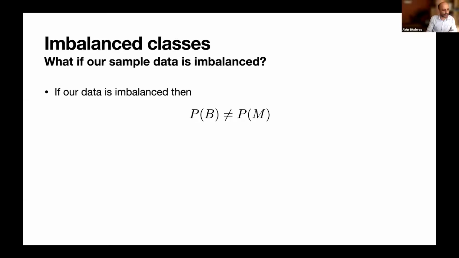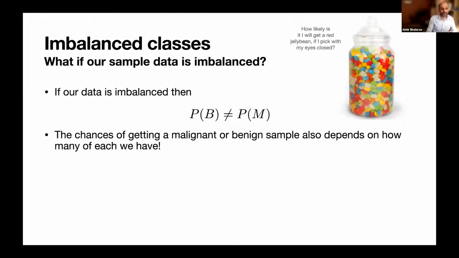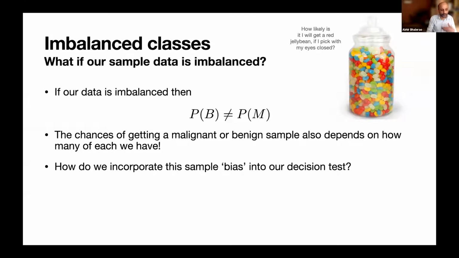But if our classes are imbalanced, what can we do? It turns out there's a nice little trick we can do, and it's related to a very, very old theorem in probability. If our classes are imbalanced, then the expectation that we have a benign sample or a malignant sample is not equal, and the chances of getting each will depend on how many of those we have in our training set. It's a bit like choosing jelly beans from a jar. If I did this with my eyes closed, which color jelly bean would I get? Well, it depends on how many there are in the jar. If they're all equally represented, then I don't know which I'm going to get; I'd get one at random. But if there are more red than blue, then there's a better chance that I'll get a red one. So how do we incorporate this bias into our decision test?